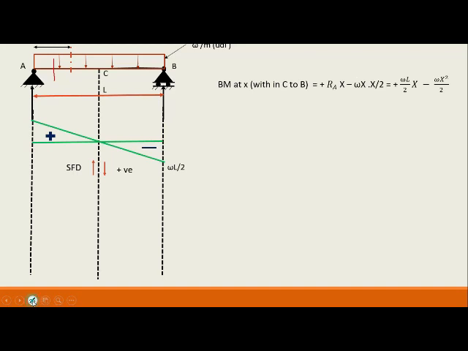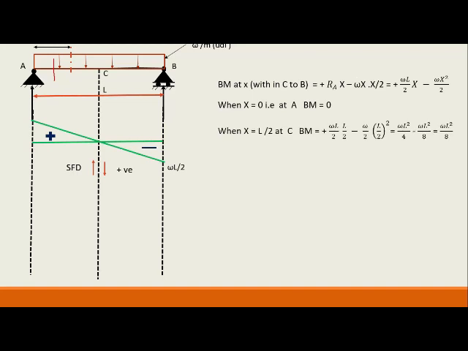So the expression takes the form omega L by 2 into x, minus omega x square by 2. Let us put x equals 0: the BM is 0. At x equals L by 2, that is at the center, put L by 2 here and it takes the value omega L square by 8, which is positive. And at x equals L, at the right end, it boils down to 0. So we can draw the bending moment diagram.